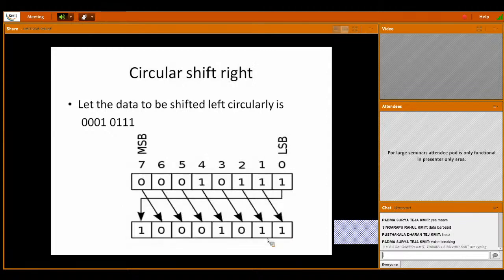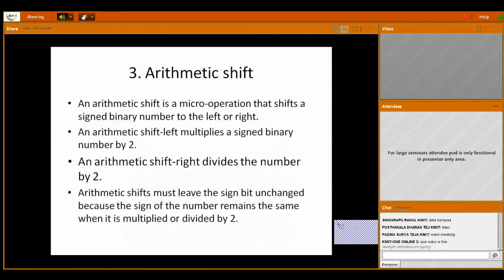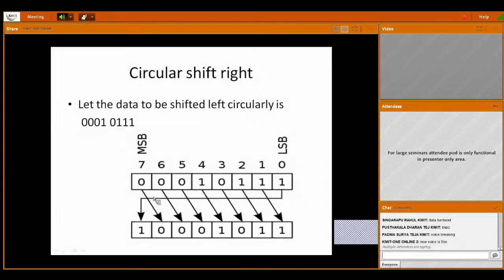In the same way, consider circular shift to the right. Circular shift to the right is also similar to logical shift. You know how to perform the logical shift. Starting from this MSB position, move the bits one by one to the right side. But the only difference is, in case of logical shift, you simply discard this LSB position and include a serial input of 0 at this MSB. But in case of circular shift to the right, you copy the LSB value at the MSB position.